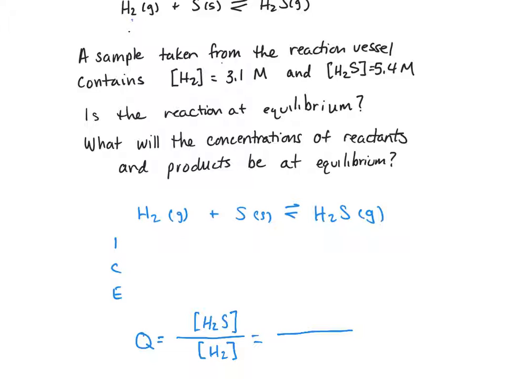All right, so I'm going to plug in the concentrations that were given in the problem into my Q to determine if we are at equilibrium, and if we're not at equilibrium, which direction we're going to proceed. So H2S was 5.4 molar, and H2 was 3.1 molar. When I solve, I get 1.74. I'm going to leave the extra sig fig on there for fun. Oh, you guys can't see that. Sorry.